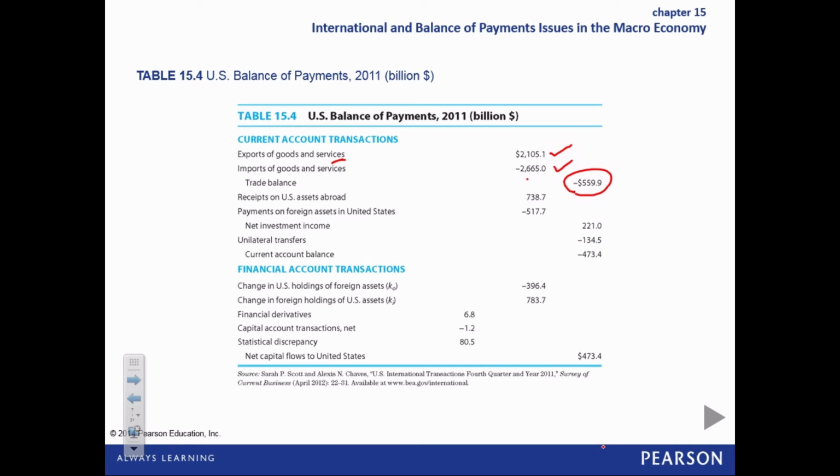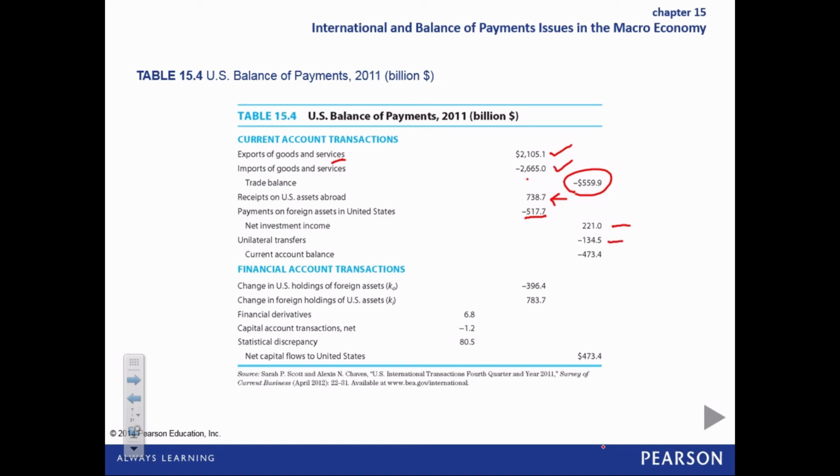Receipt on U.S. assets abroad. This is how much U.S. companies made overseas, and from that you subtract how much foreign companies made in the U.S. So the difference is 221. That means we made more money overseas from our investments than foreigners made in the U.S. from their investments in this country.